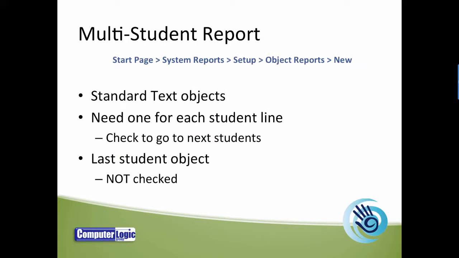The thing to note about a multi-student report is we're going to use a standard text object, but within that text object, there's a checkbox that allows me to go to the next student without going to a new page. So you're going to check that box to go to the next student, and then on the last student for that page, you're going to uncheck that box, which will allow it to go to a new page.